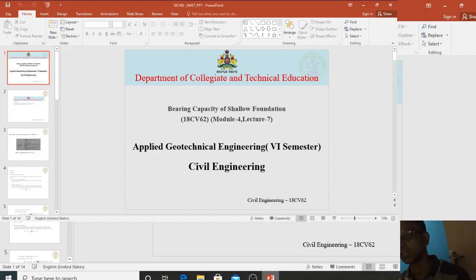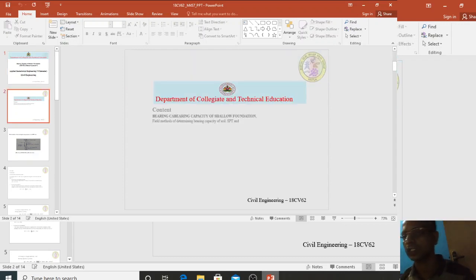Today I am discussing Applied Geotechnical Engineering 18CV62, Module 4, Lecture Series 7 for 6th semester students, under the heading of Bearing Capacity of Shallow Foundation. Today we are discussing the field method of determining the bearing capacity of soil by using the SPT test, the Standard Penetration Test.